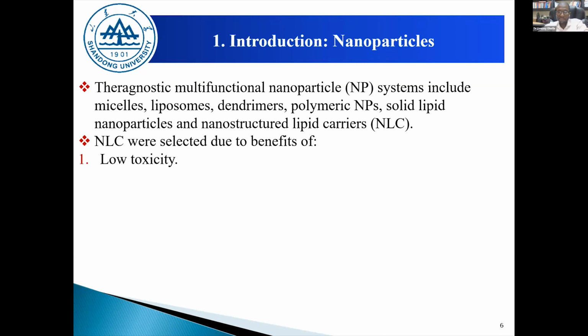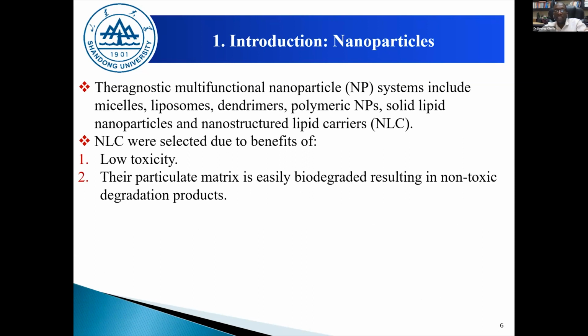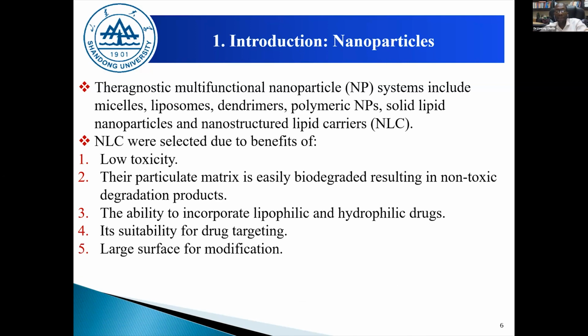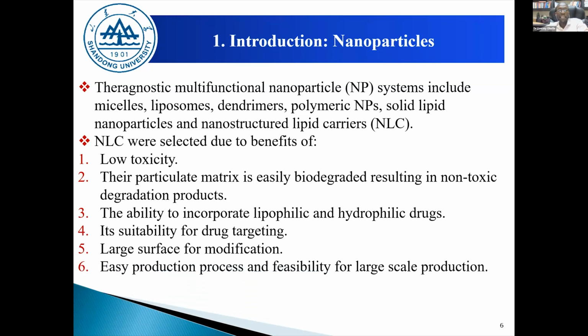All right. Now, what are the benefits of selecting these NLCs? There's low toxicity. The particulate matrix is easily biodegradable and therefore results in non-toxic degradation products. All right. So the ability to incorporate both lipophilic and hydrophilic drugs. Then suitability for drug targeting. And then because of the large surface, it allows you to modify it. An easy production process, and the possibility of large-scale production. And lastly, cheap excipients, i.e. lipids and stabilizers.